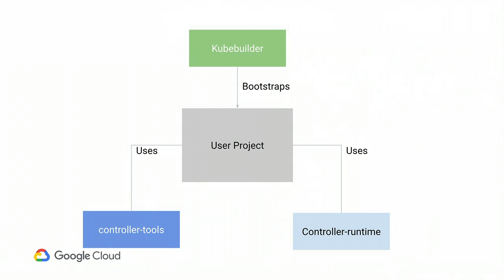On top, you have this Kubebuilder CLI, which bootstraps a user project, and it handles the day-to-day flow of either bootstrapping or adding new APIs and controllers or updating the dependencies in the project. That's done by the Kubebuilder project. And then there are two components, controller tools and Controller-runtime, which are used by the user project itself to implement the APIs and controllers.